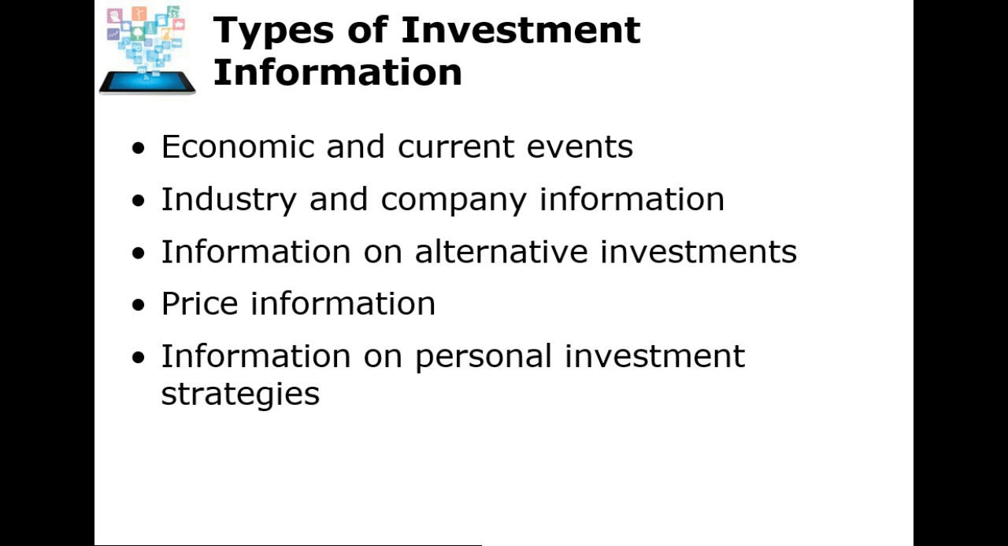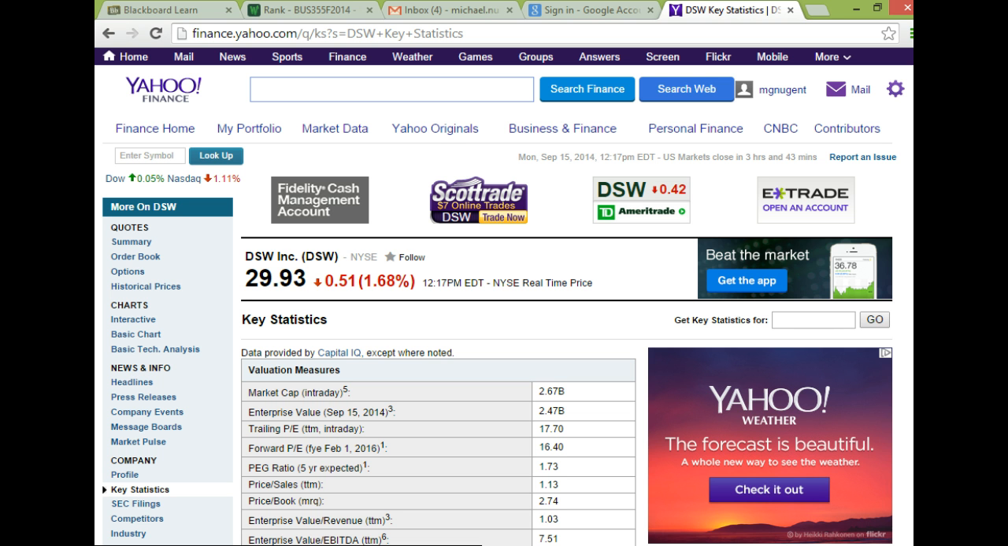Industry and company information. A lot of this information you can get directly from the company. They will send you annual reports and investor relations information, so companies can give you a lot of their stock information as well. And for industry information, there is a website that on campus there's a subscription to.